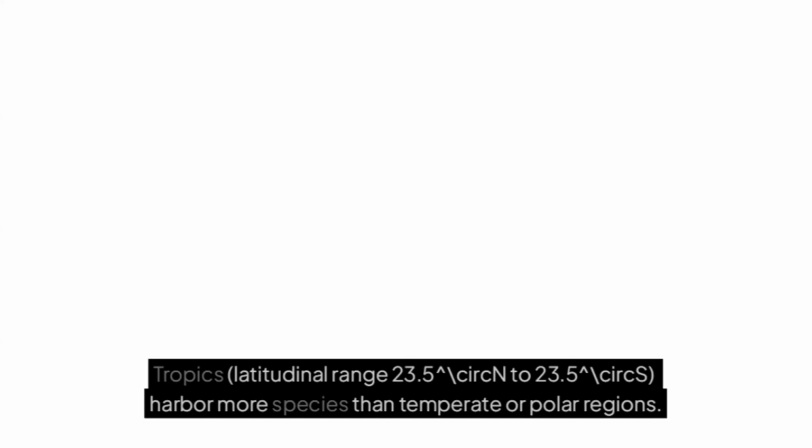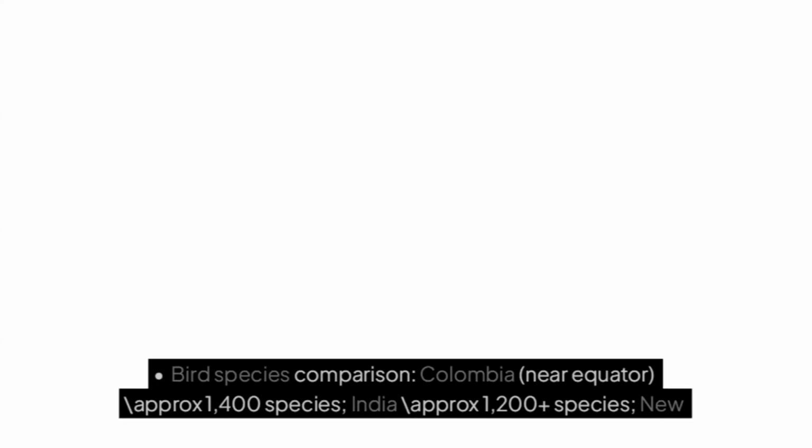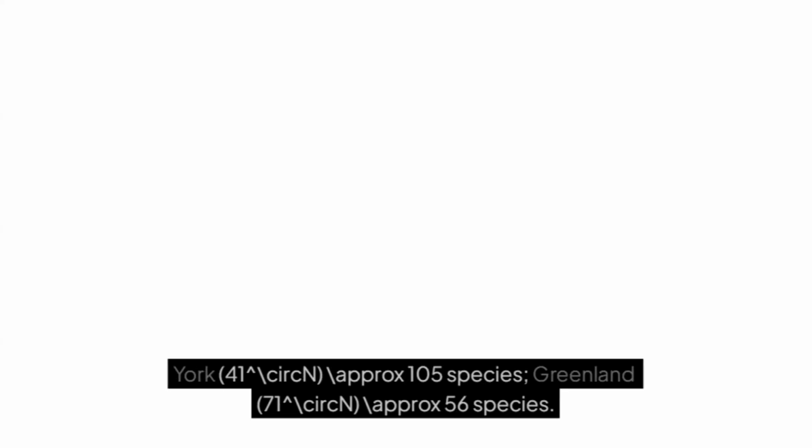Bird species comparison. Colombia, near the equator, approximately 1,400 species. India, approximately 1,200 plus species. New York, 41° N, approximately 105 species. Greenland, 71° N, approximately 56 species.